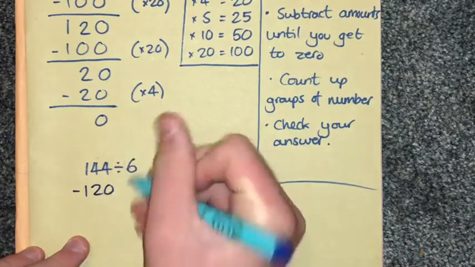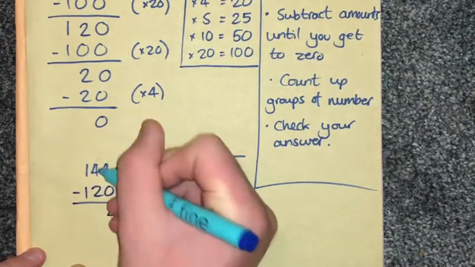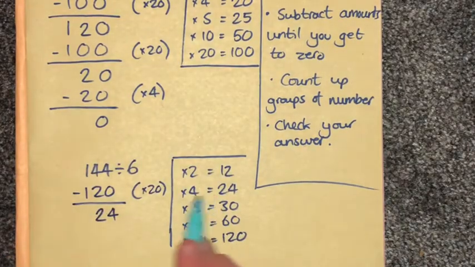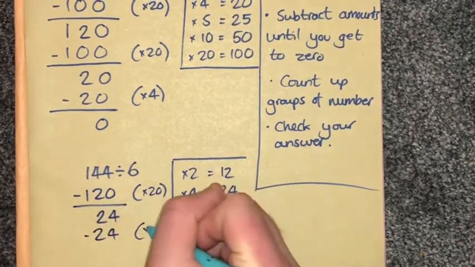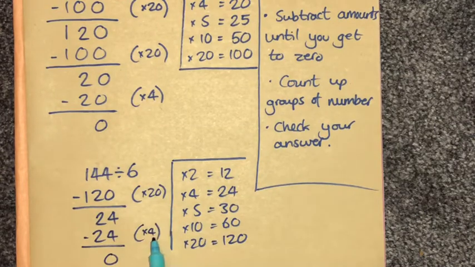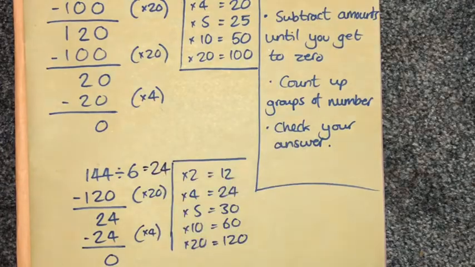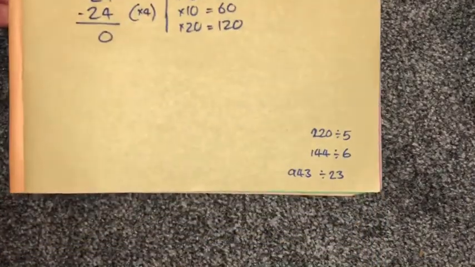Remember, because I'm trying to get to 0, that is 20 lots. 4 is 1s, 2 10s, and I'm left with 24. And then I can take away 24, which is 4 lots. I get to 0, which is where I want to get. How many lots have I taken away? I've taken away 24 lots, and my answer is 24. Okay? I know this seems really crazy and scary and difficult, but I promise you it's not.